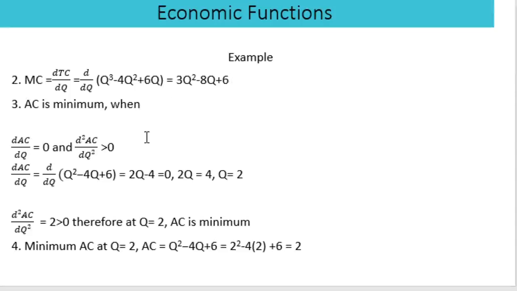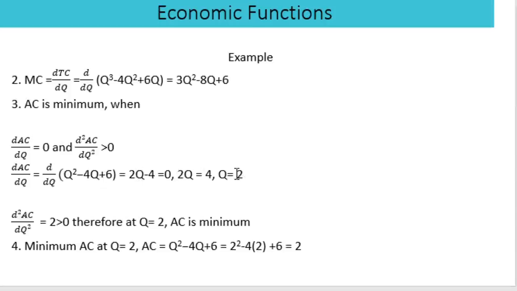AC is minimum when the first order condition equals 0. AC is minimum when the first order condition, that is d by dq of AC equals 0, and d square by dq square of AC is greater than 0. The d by dq of the AC function, given as q square minus 4q plus 6, is 2q minus 4 equal to 0. Then 2q equals 4. Therefore q equals 2.